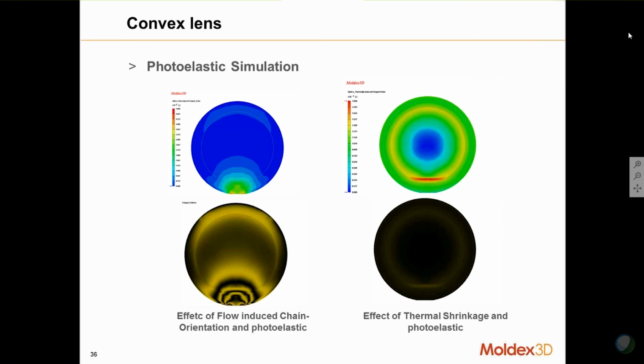So this is the effect of flow-induced residual stress. We see that flow-induced residual stress does create a lot of issues, especially near the gates. This is because near the gates the shear rate is the highest, so the chains are stretched to the greatest extent. In those regions, the residual stress is the most severe.